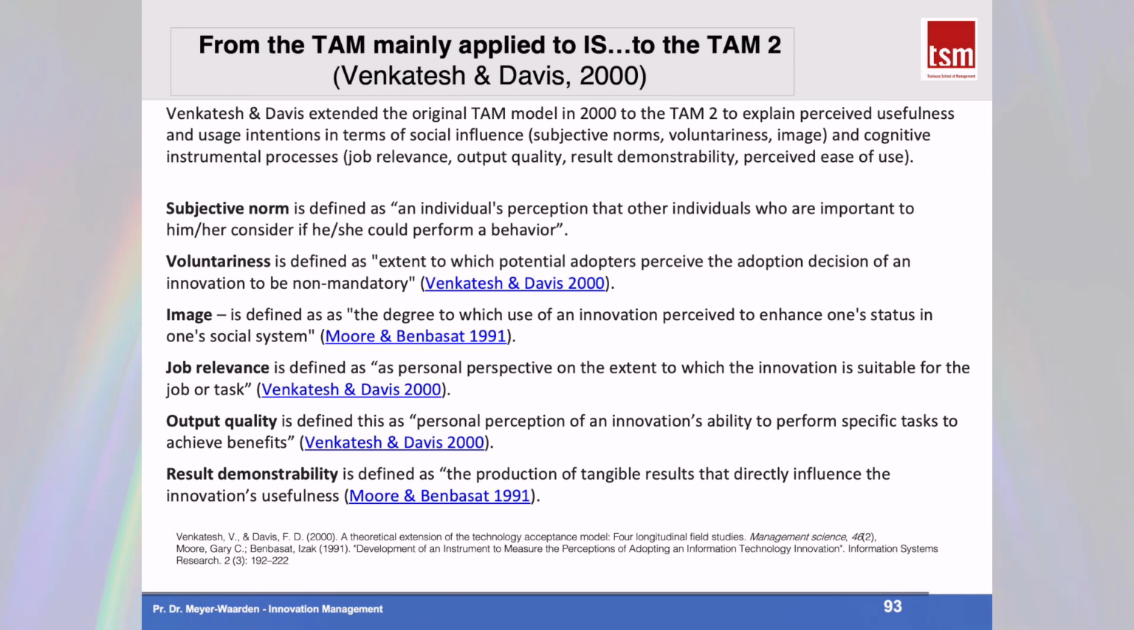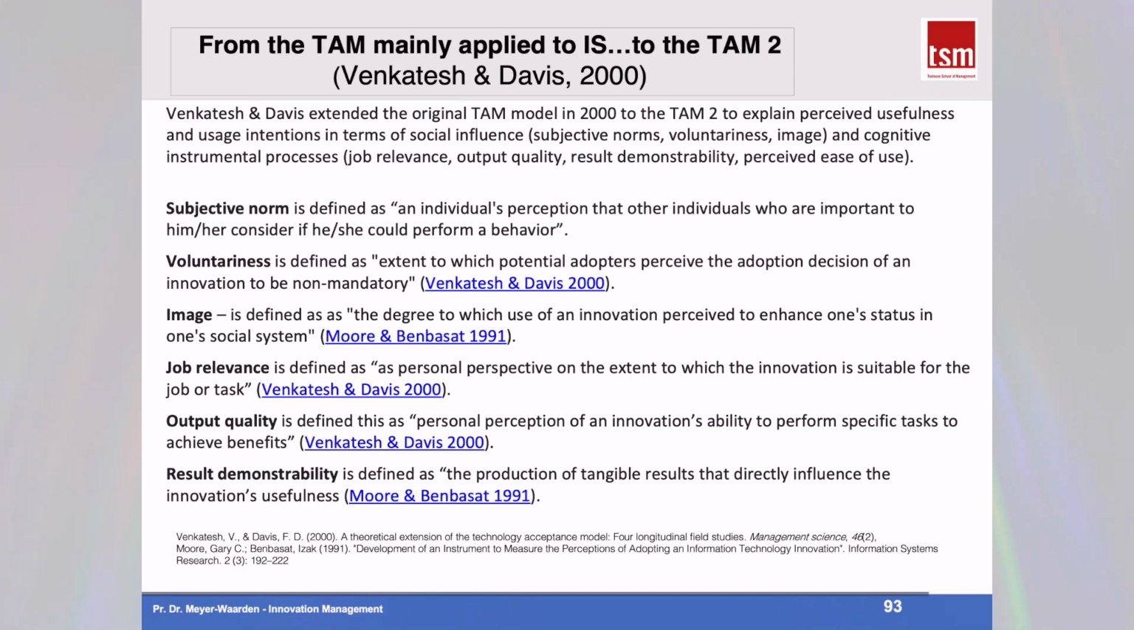Venkatesh and Davis extended the original TAM model in 2000 to the TAM2 to explain perceived usefulness and usage intentions in terms of social influence, that is subjective norms, voluntariness, image, and cognitive instrumental processes, that is job or task relevance, output quality, result demonstrability, perceived ease of use. In the model, subjective norms are defined as an individual's perceptions that other individuals who are important to him consider if he could perform a behavior and use a given innovation.